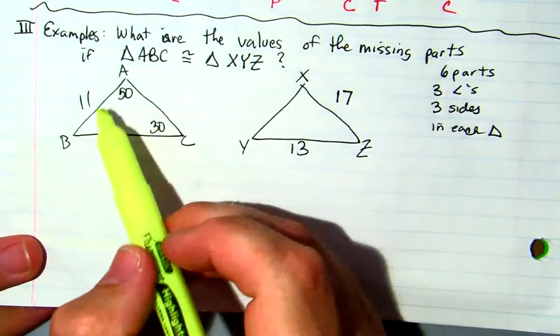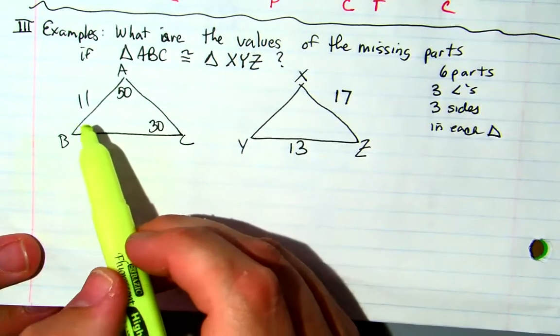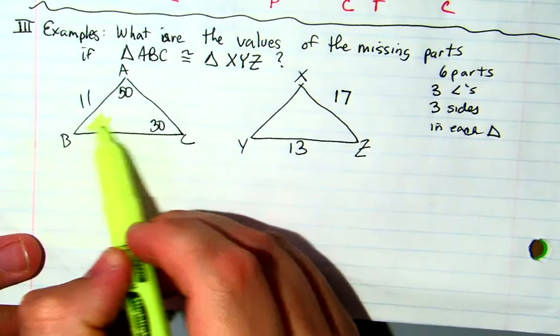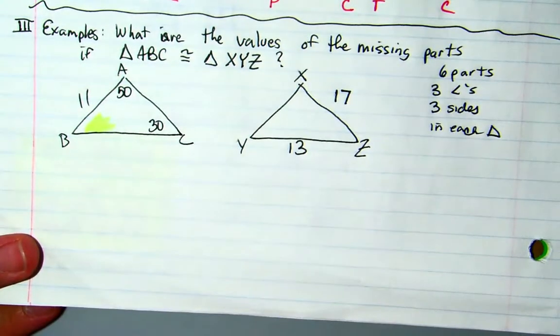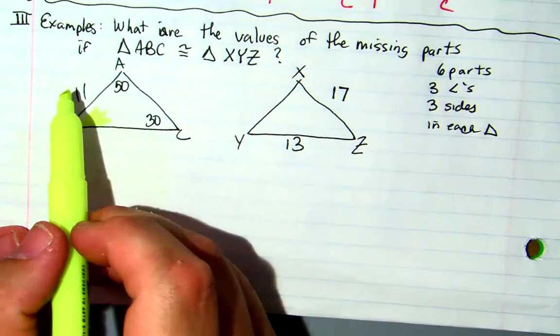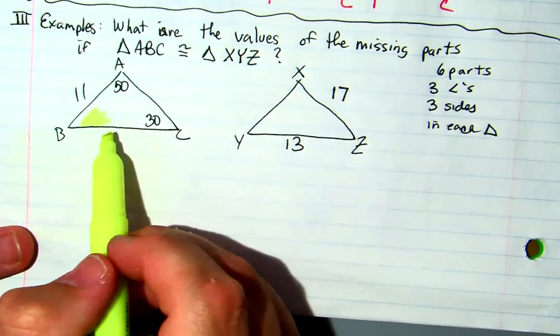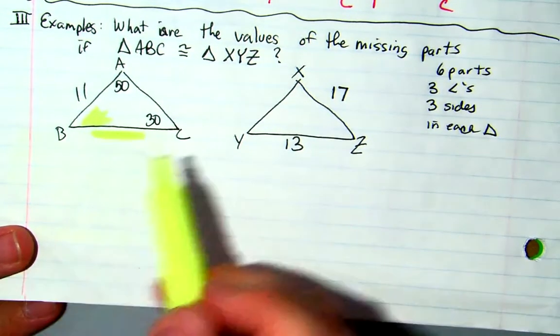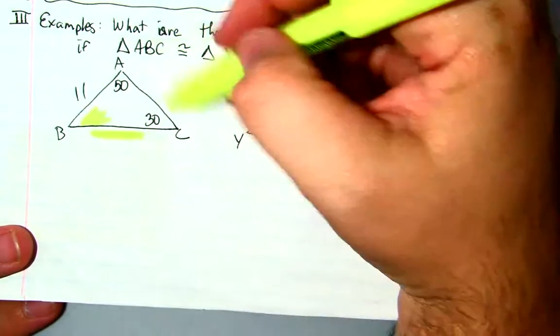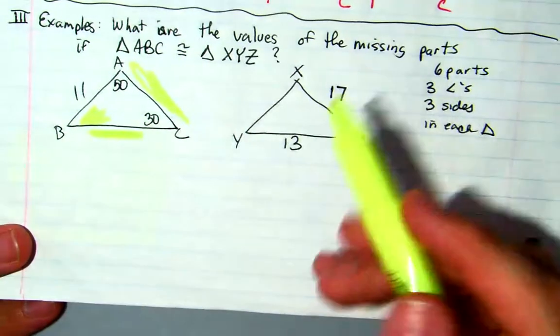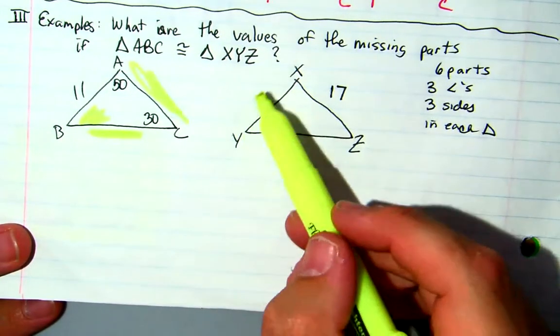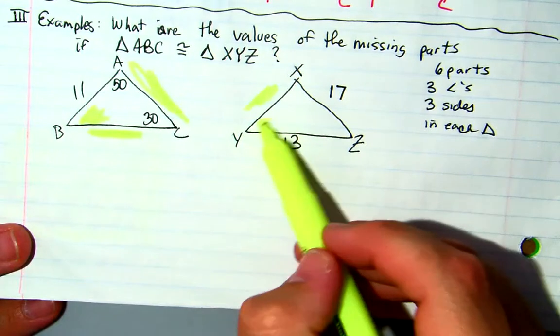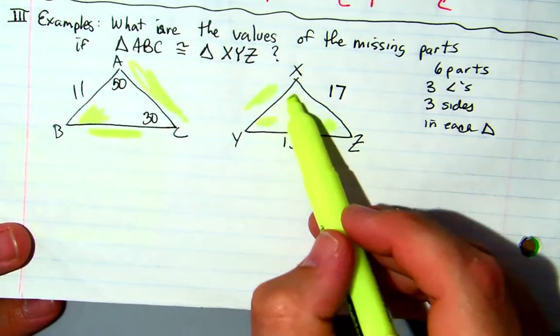So, do I have all 3 angles here? No, I'm missing this one right here, aren't I? Do I have all 3 sides? That side's 11. Do I have this side? No, so highlight that. Do I have this side? No, so I'll highlight that. Do I have this side? No, and I'm missing that angle, and that angle.